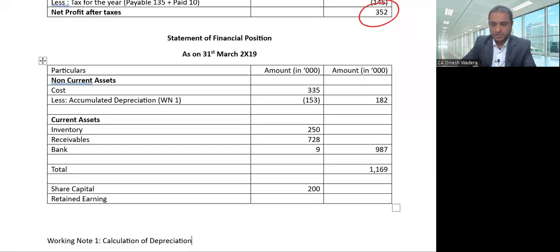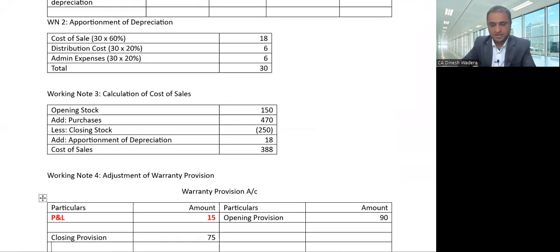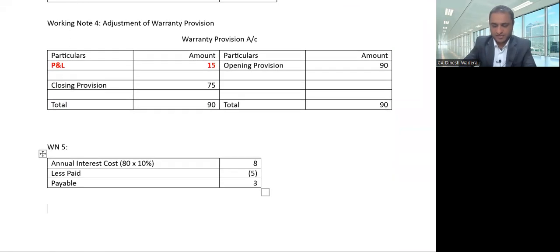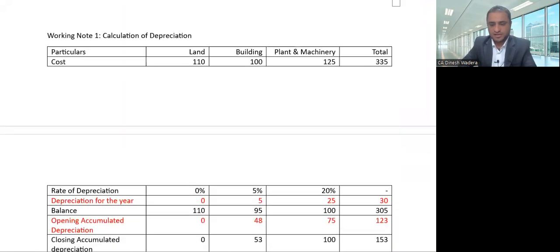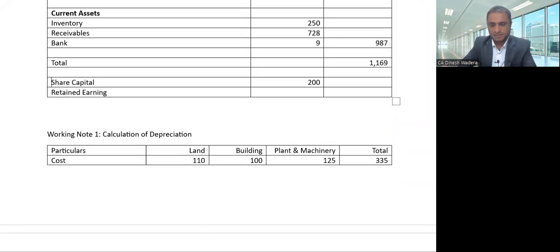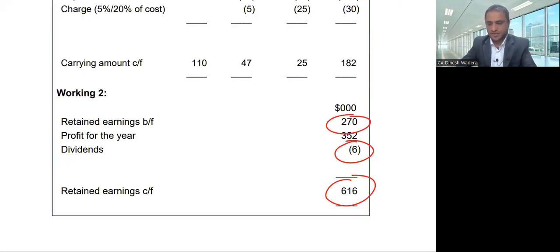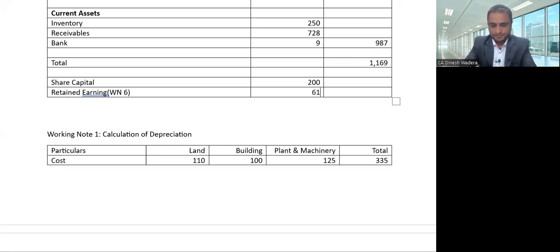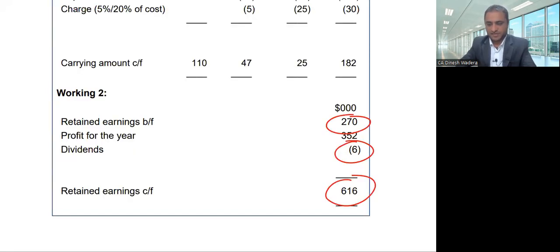Here I'm not going to make a note of this because you can make it yourself. Let's just name it note 5, note 6. Written as it is already given there, just give the reference and mention it there. Working note number 6 and the figure comes to 616. So 200, 616 will sum up to 816.